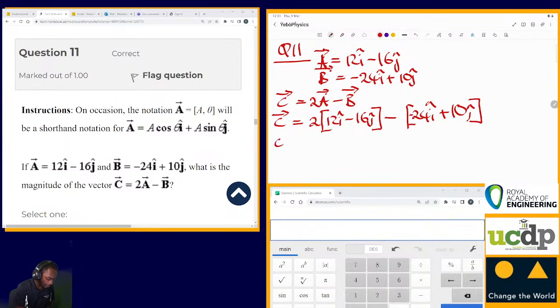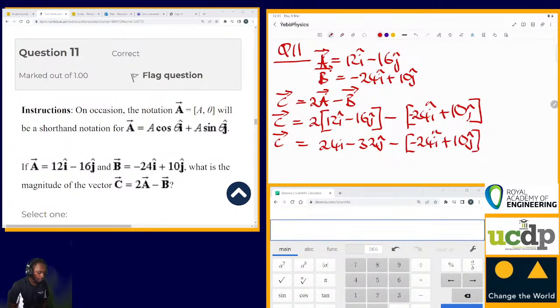So our vector C becomes 24 in the i minus 32 in the j. That becomes minus vector B, where we have got 24 in the i plus 10 in the j direction.